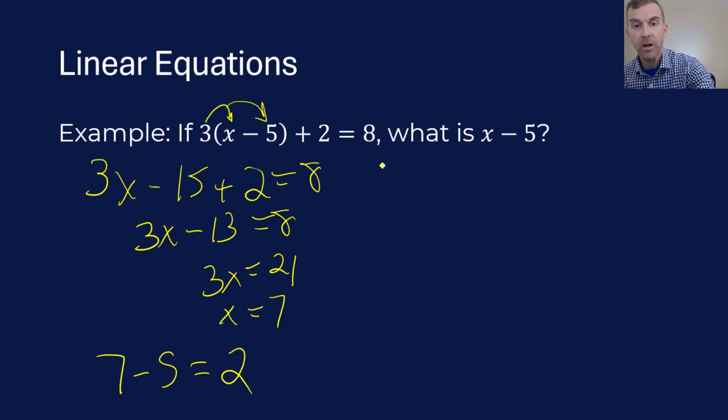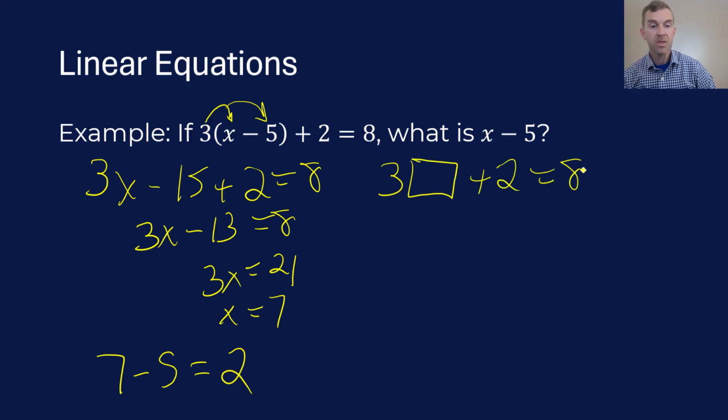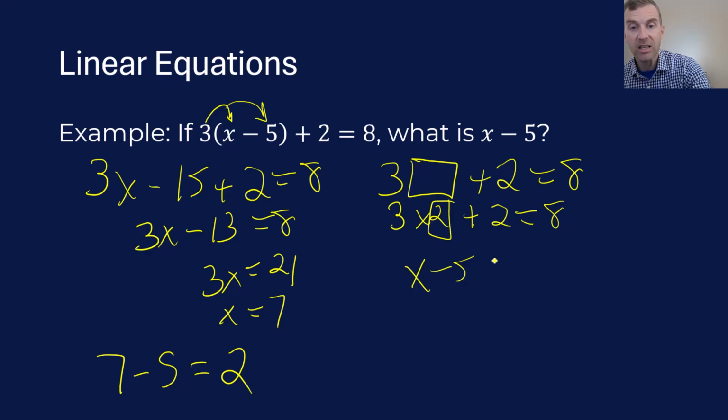The other thing I could recognize is they're really saying 3 times this blank plus 2 equals 8. And so we can say, well, 3 times what plus 2 equals 8? Well, that would be 3 times 2 plus 2 equals 8. What does that mean? That means that x minus 5 has to equal 2. And that's the quantity they actually want. Much faster to make that recognition.